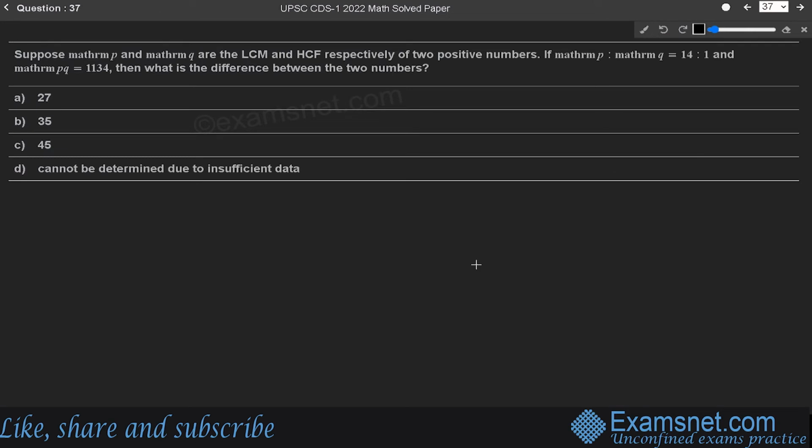Next question is, suppose P and Q are the LCM and HCF respectively of two positive numbers. If P is to Q is equals to 14 is to 1 and P into Q is equals to 1134, then what is the difference between the two numbers? See, this is a very different question. It is already given that P and Q are the LCM and HCF of two positive numbers, and a ratio is given which is P is to Q is equals to 14 is to 1, and P into Q is equals to 1134. We know that LCM into HCF is equals to the product of the numbers.